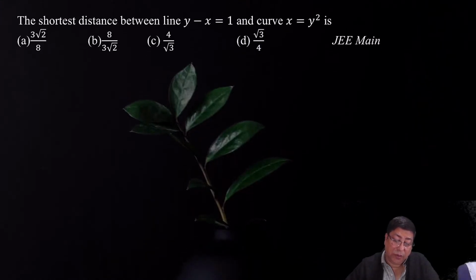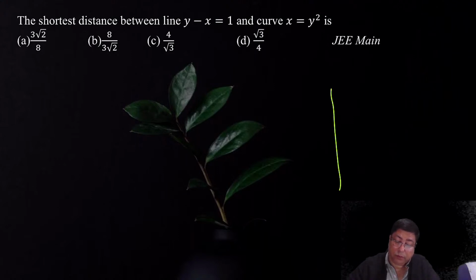The shortest distance between the line y minus x equal to 1 and x equal to y square. We have to find the shortest distance between them. What is to be done? We know that the shortest distance occurs through the common normal. Therefore, we can write this, y square equal to 4x.